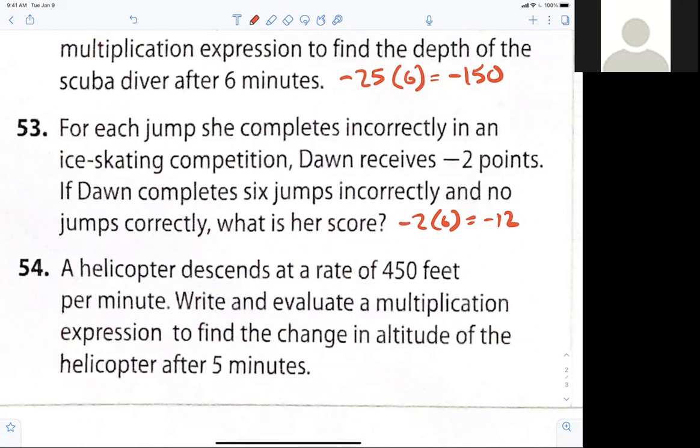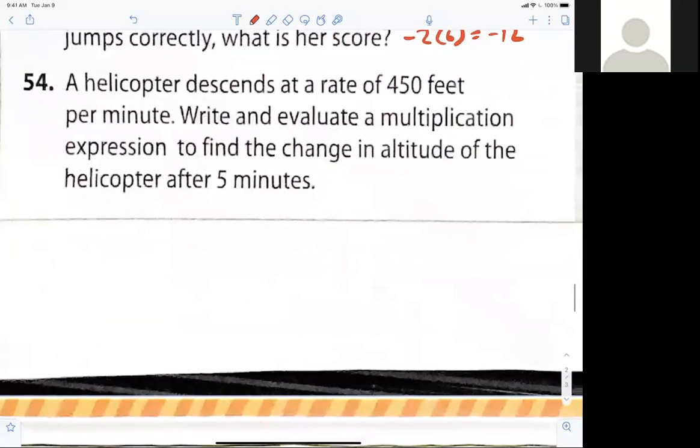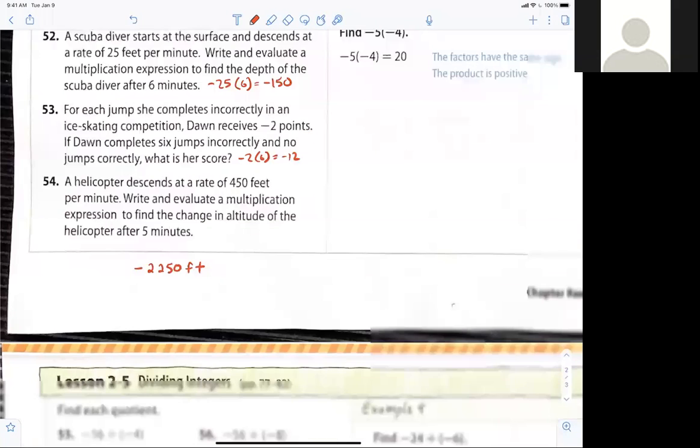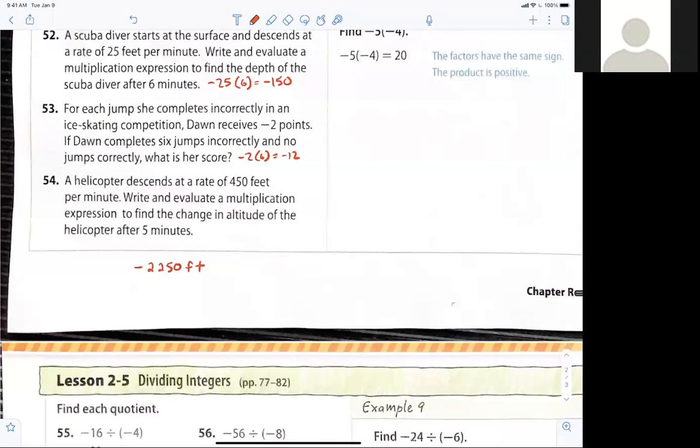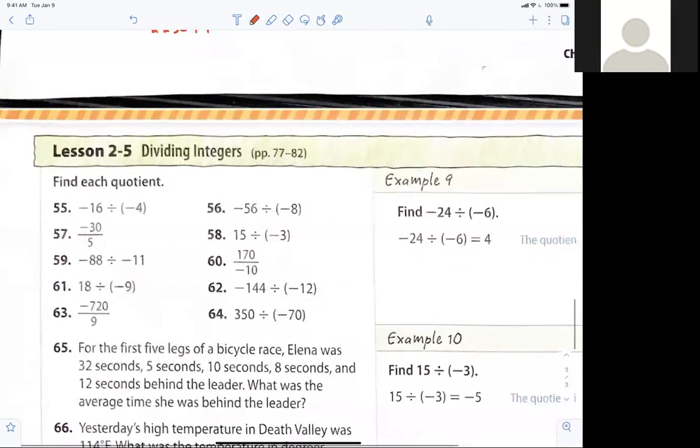Okay, Max. A helicopter descends at a rate of 450 feet per minute. Write an expression to find the altitude of the helicopter after 5 minutes, which is negative 2,250. Thank you so much. And then I just want you to put feet down. Okay. All right. I'm happy with that. Very good. Anybody have any questions? All right. Told you this was easy.